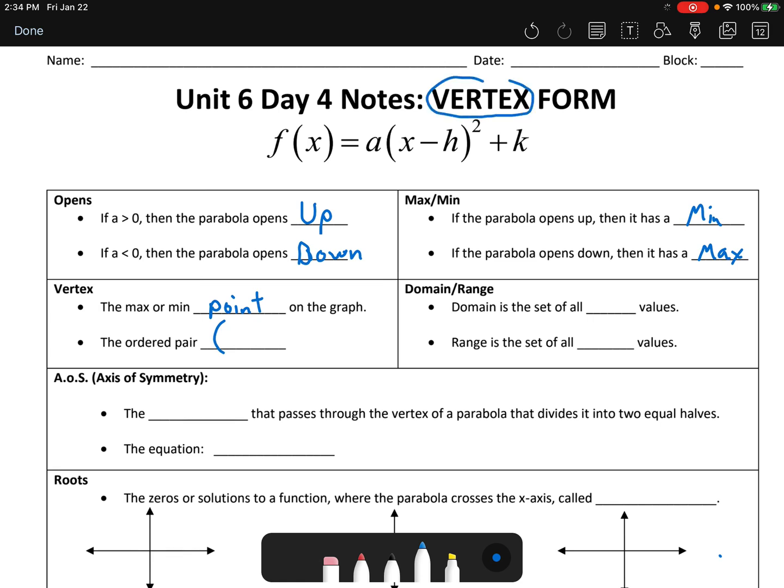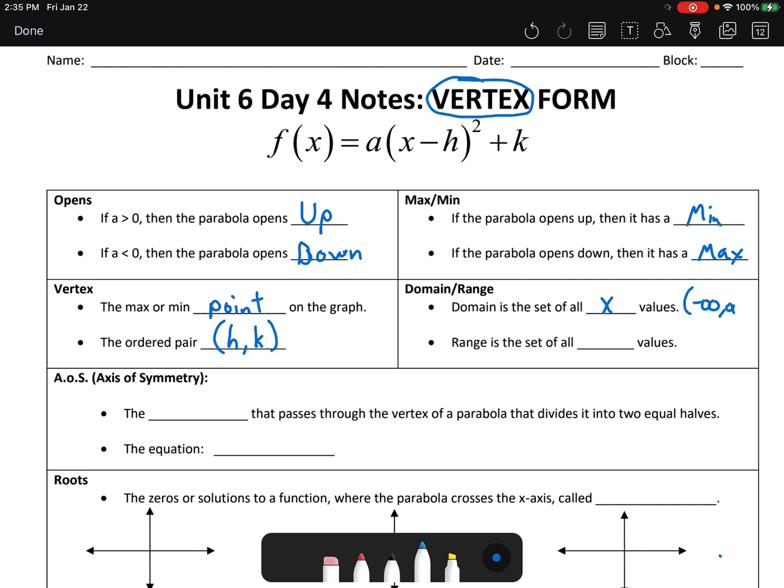And here is where vertex form is nice. Voila. h, k is the vertex in our formula. So all we have to do is look at the form and know that if it's vertex form, I know the vertex. And that ordered pair is h, k.